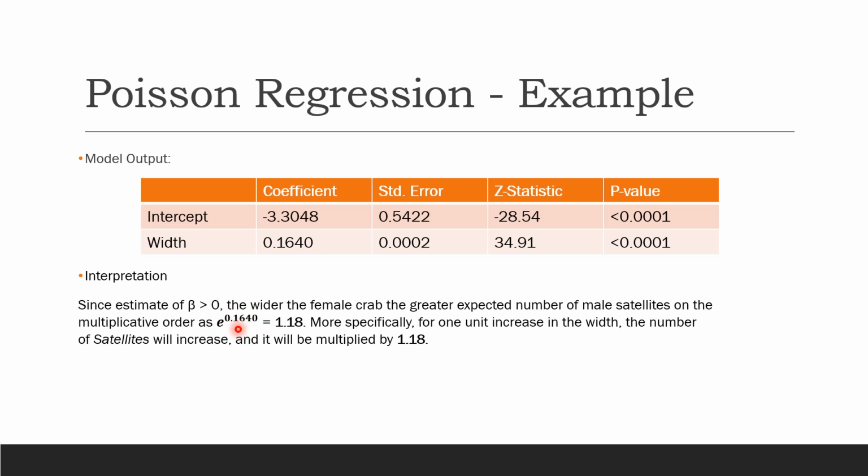What this number means is essentially that if one were to increase the width by 1 unit, the number of satellites will increase, since obviously this number is greater than 0, and that count will be increased by a factor of 1.18. Right. So that is all the models I have for today. I hope I haven't rushed through it.